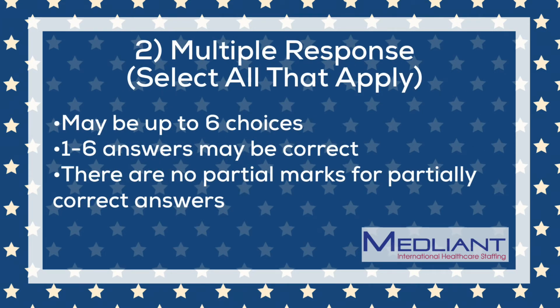Another common type of question that you will see are multiple response or select all that apply questions. Now, multiple response or select all that apply questions can have up to 6 answers to choose from, with as little as 1 correct answer and as many as 6 correct answers. The first step is to determine which of the 6 answers are correct and not just the best answers. One way to approach these questions is to treat each answer as either true or false. To get the question correct, you will need to successfully choose which of the answers are correct and which of the answers are incorrect. There are no partial marks for getting the question partially correct.